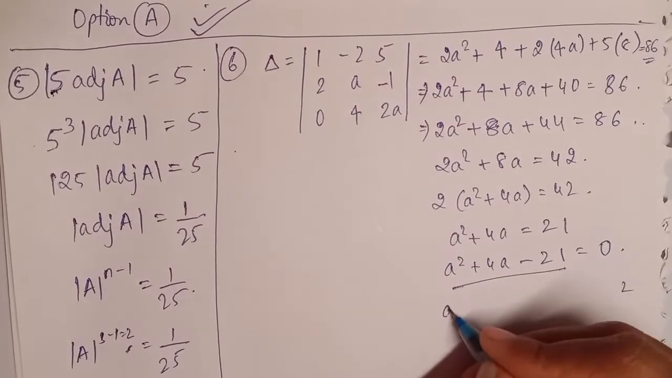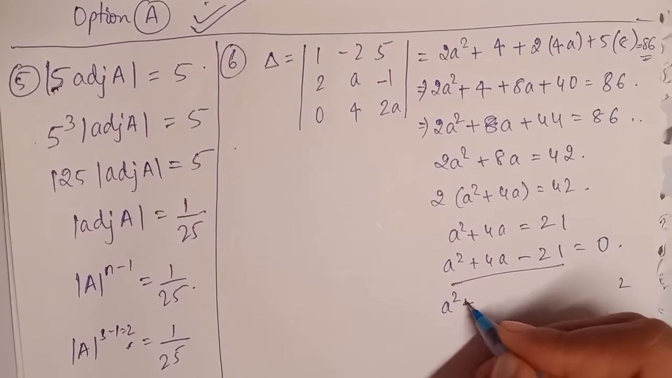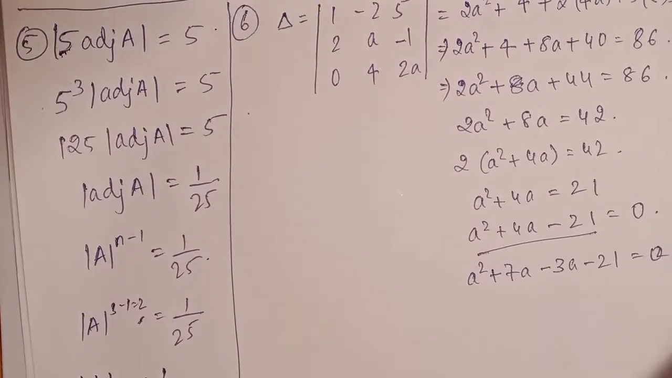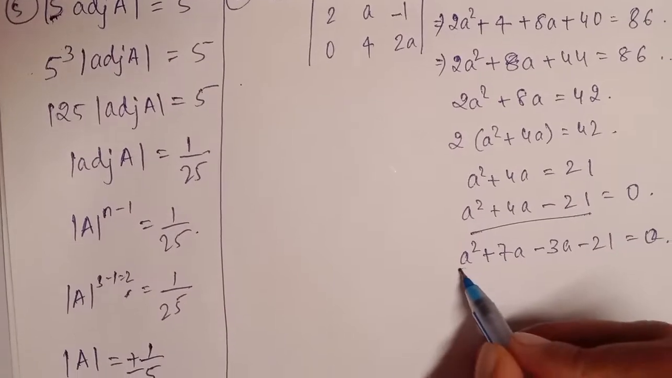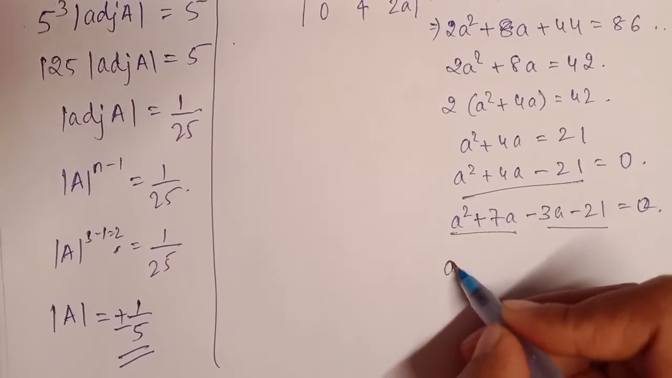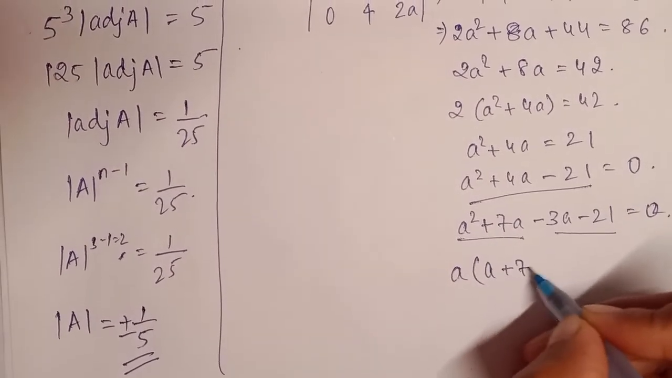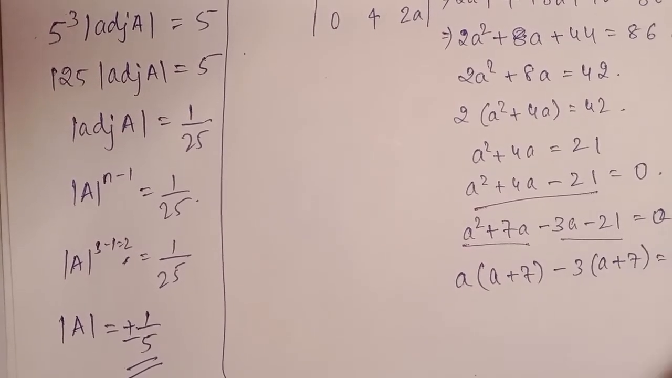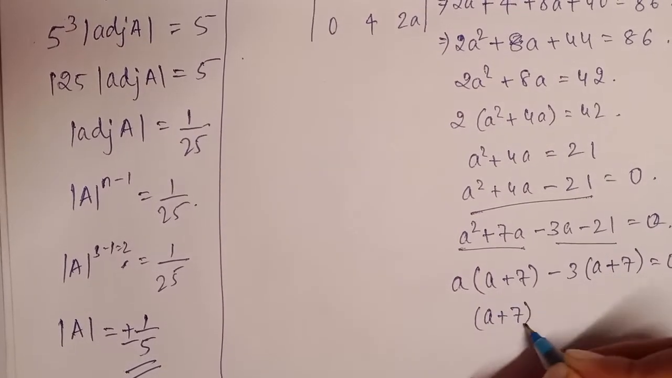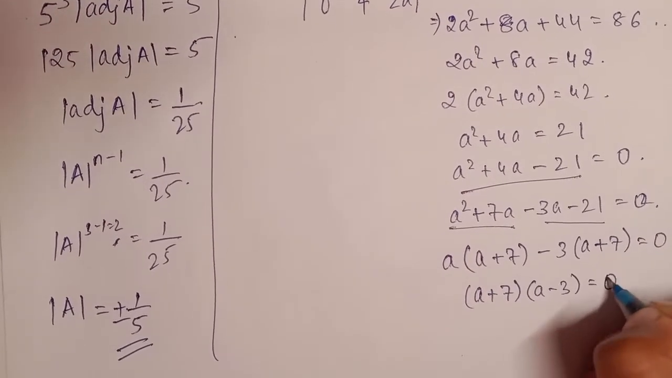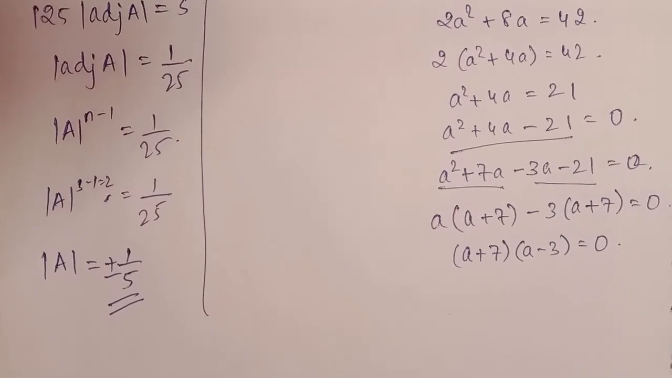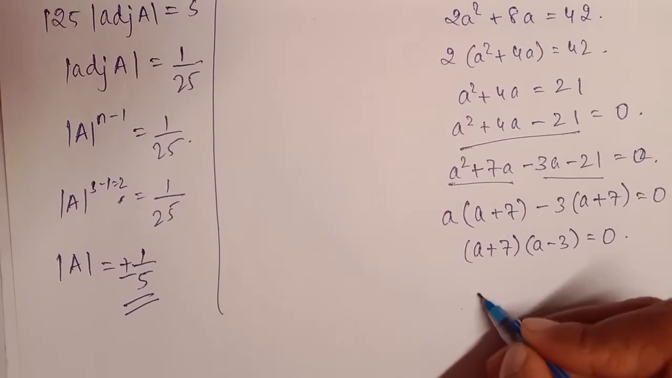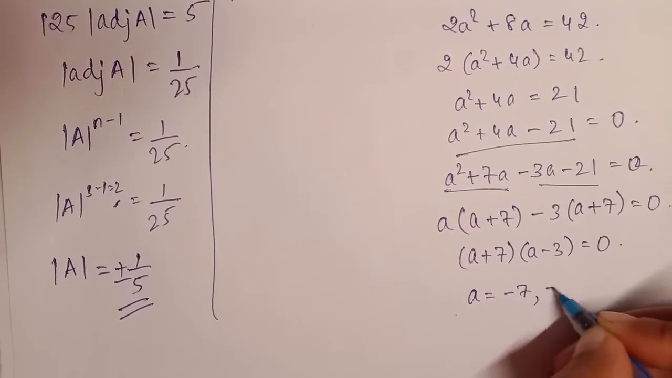We solve this. We get A square plus 7A minus 3A minus 21 is equal to 0. Here we take these two and then these two. We get A common, A plus 7, minus 3 common, A plus 7 is equal to 0. A plus 7 into A minus 3 is equal to 0. If you don't know how to solve a quadratic question, for that also I'll make a video. You can just comment in the comment box. So we get A is equal to minus 7, plus 3.